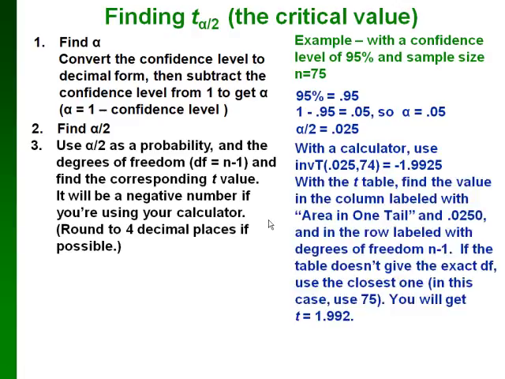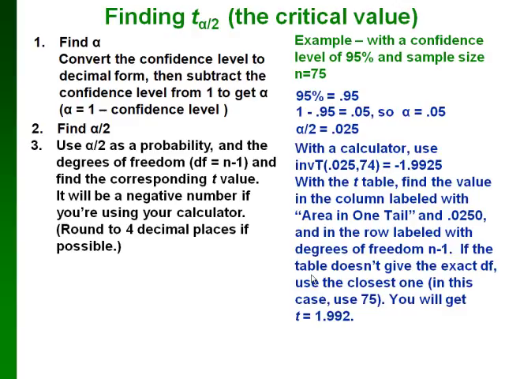Now if you're using a table, there is a t table that's on Angel, and what we're looking for is the area in one tail, and the column heading we're looking for is 0.025. Then we go down on the left side and look for the row labeled with degrees of freedom n minus 1, in this case 74.